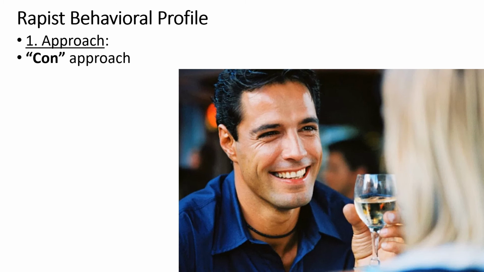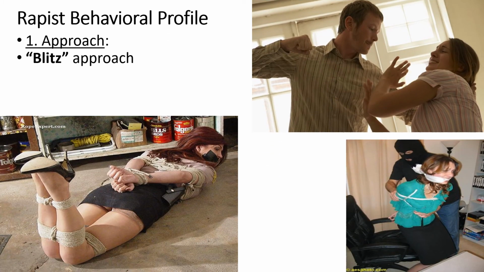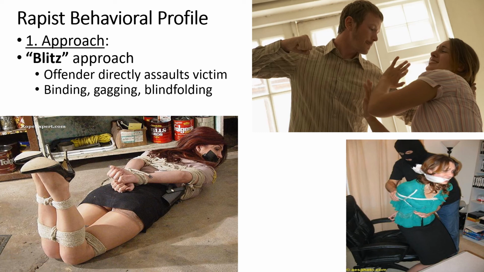There's several different approaches. One is called the con approach. This is a con man. He's friendly, he's charming, and the victim is sometimes duped into trusting him. He doesn't make his move till later. The blitz approach, on the other hand, the offender directly assaults the victim. Often in the blitz approach, the victim is bound, gagged, blindfolded, tied up with ropes or duct tape.